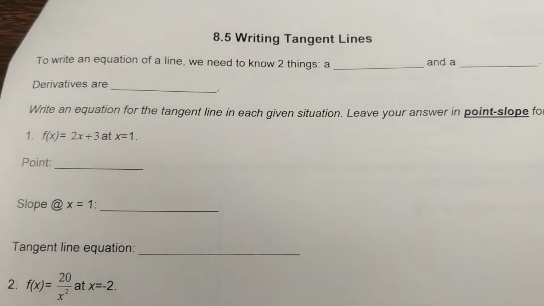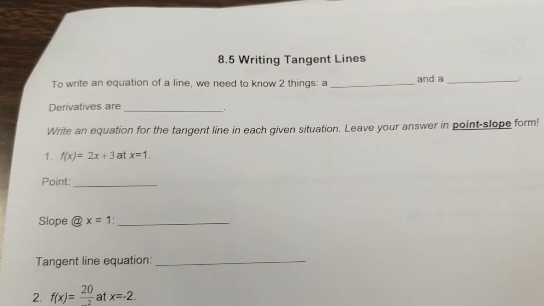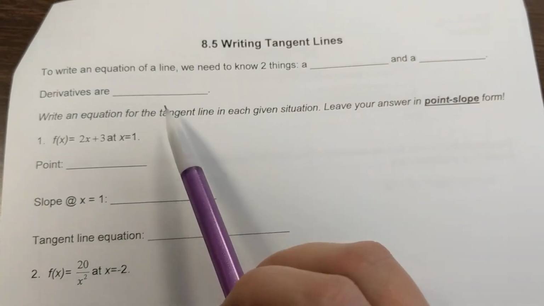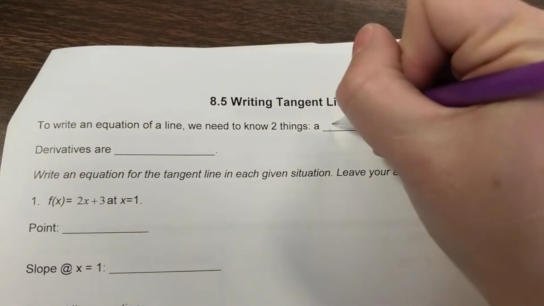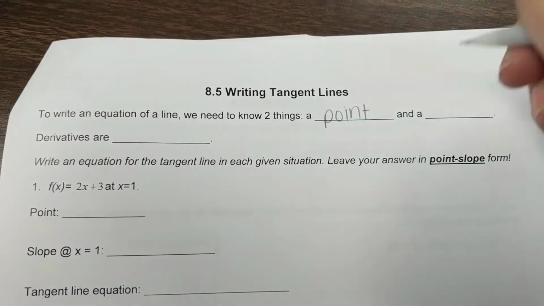Today we're doing section 8.5, which is writing tangent lines. So in order to write an equation of a line, as we know back from Algebra 1, we need to know two things. We need to have a point, and we need to have a slope.